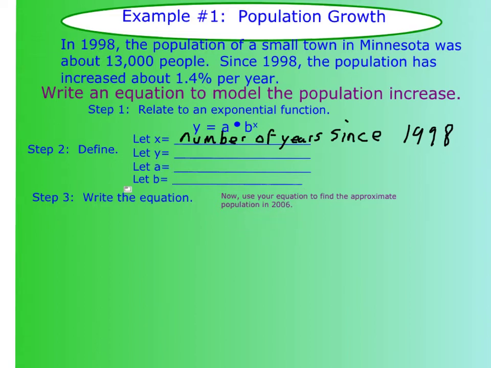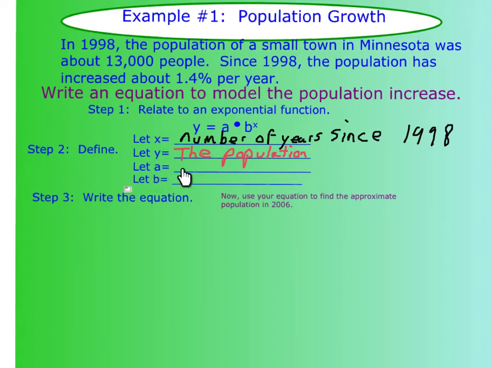So we'll use this later on when we solve this question. Y, this will be the population. It will be the population for whatever year we're looking for with x, okay? So when we solve it, that will be our answer. That will be the population.